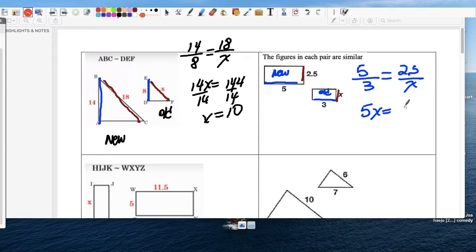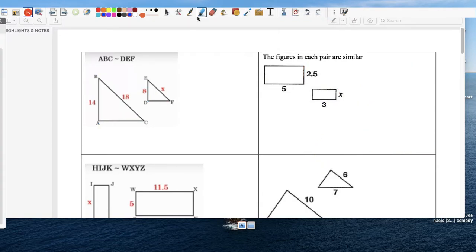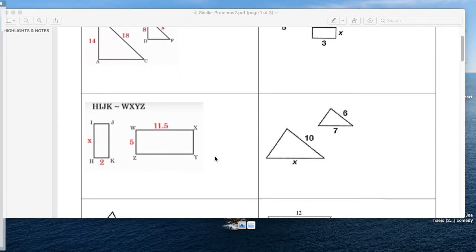5x equals 3 times 2.5, which is 7.5. Divide that by 5, and 7.5 divided by 5, x equals 1.5. Okay, so that's the measurement of our missing side. As you can tell, nothing crazy.